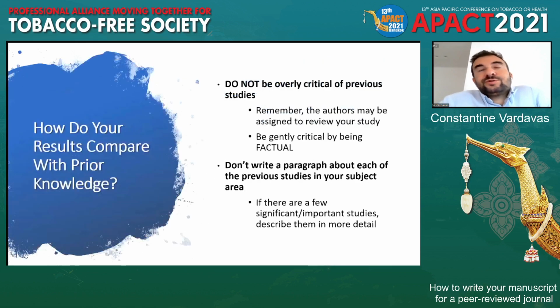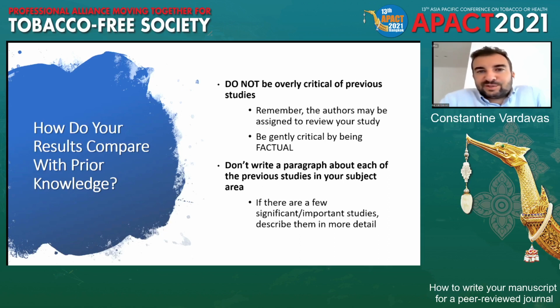But do not be overcritical of previous studies. So in the discussion section, say, for instance, we found in our setting a 60% or 50% exposure to secondhand smoke. However, this is different to the study of the previous author, who did not do this and who did not do that. You don't want to be critical of previous studies. You want to be gentle but factual. Now, keep to the facts.